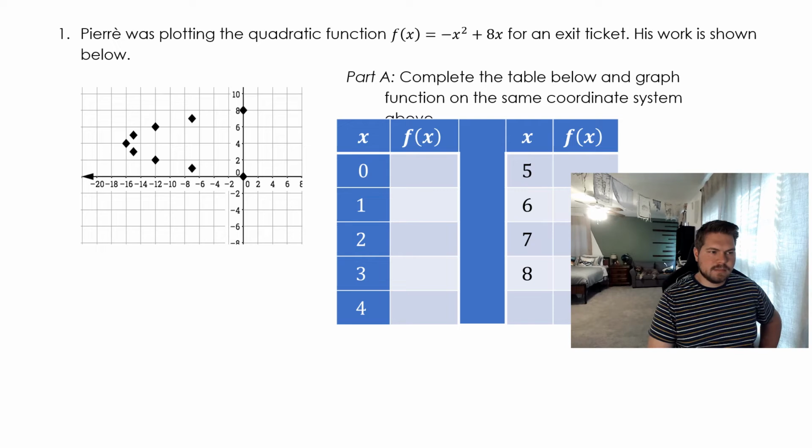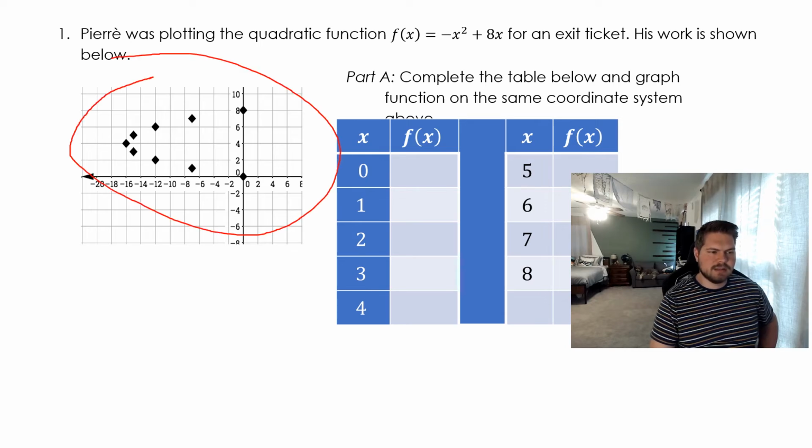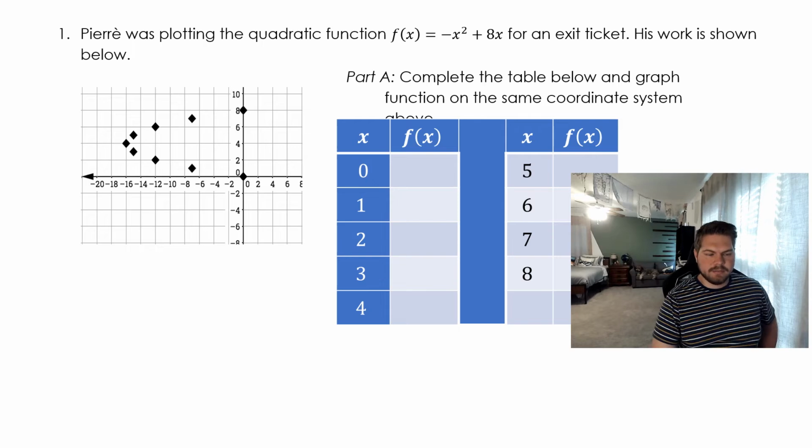All right, so now we're looking at this quadratic equation. f(x) is equal to -x² plus 8x. And then this is his work right here for Pierre. Not sure if you can see my mouse, so I'll do it like this. All right, so now we're going to complete the table below. So let's plug in certain numbers. So 0, easy. 0 squared, 0. 8 times 0, 0.